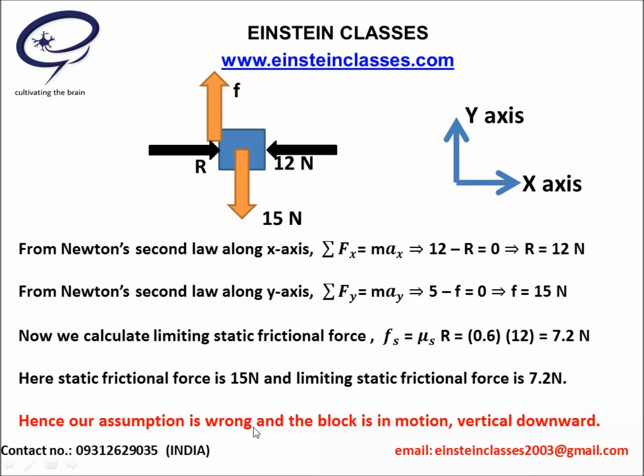Obviously our assumption is wrong, because static friction can never be greater than the limiting static friction force, right? Hence the block is in motion vertically downward. And the frictional force acting between the block and the wall is not the static friction. The frictional force exerted by the wall on the block is kinetic friction due to the motion of the block vertically downward on the wall.